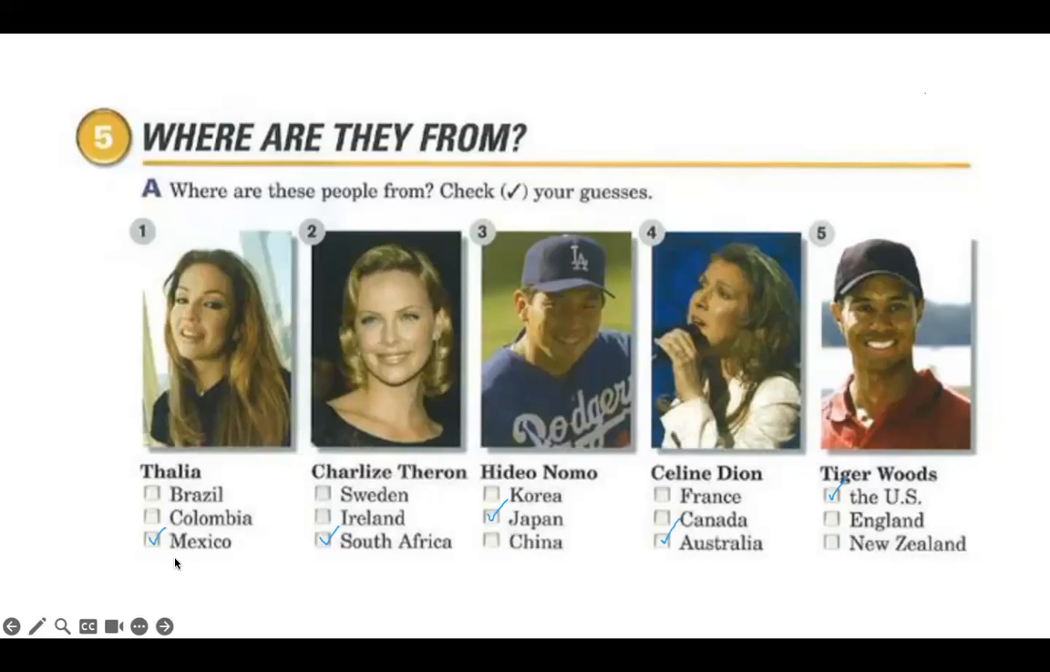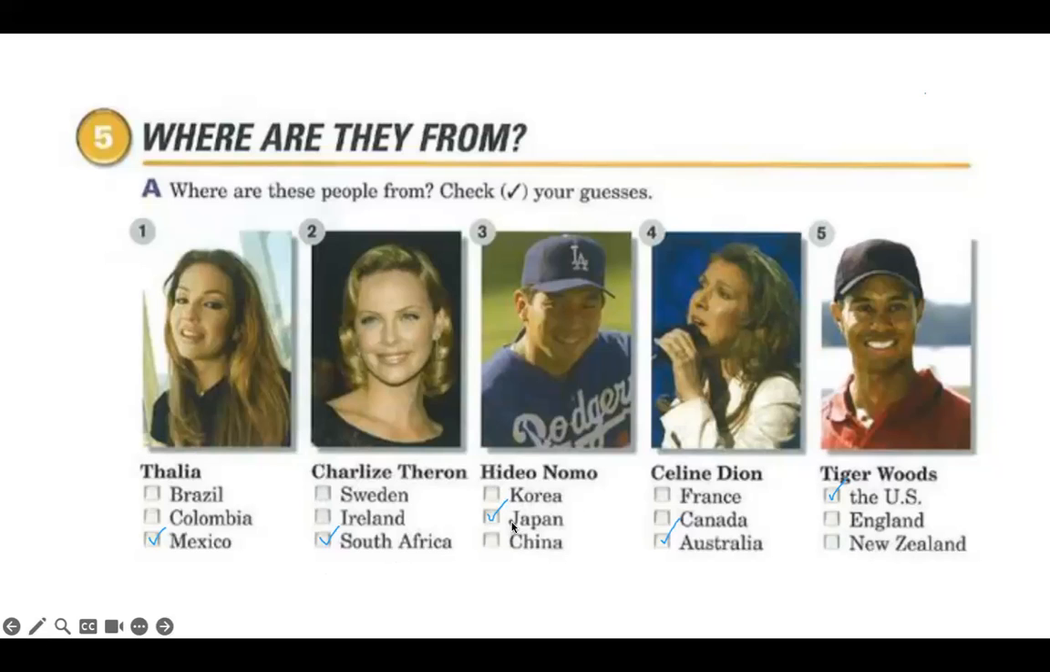Now we have Mexico. Mexico. Awesome. Here we have Sweden. Sweden. Ireland. Ireland. Listen, Ireland. Right? Awesome. Now we have South Africa. South Africa. Yeah. Do you remember this one? Korea. Korea. Awesome.